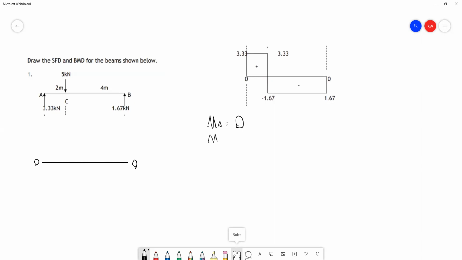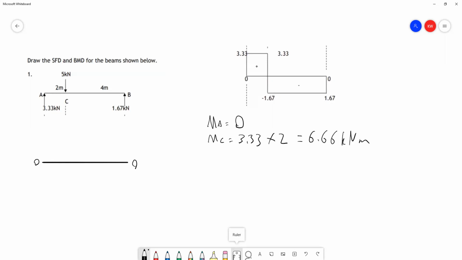We have MC, which is equal to a positive moment because of a clockwise turn at a distance of 2 meters away. So the force of 3.33 kilonewtons has been applied 2 meters to the left of C in an upwards direction. So this point is a positive turning force because it's a clockwise direction. So that's 6.66 kilonewton meters is our moment at point C.